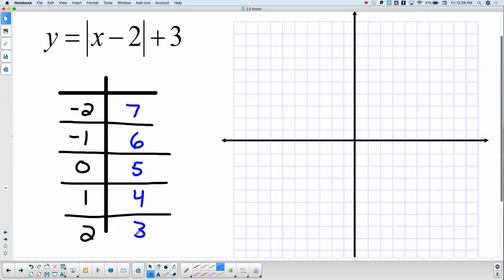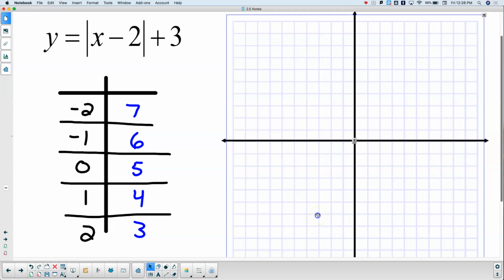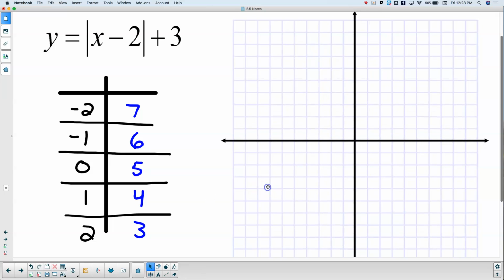Okay. Now we have to plot those points here in step number 2. -2, oh man, look at that. I should do this first. It was off by a little bit and it was annoying. Yeah, much better. So -2, 7 is right there. -1, 6 is right there. 0, 5 is right there. 1, 4 is right there. 2, 3 is right there.